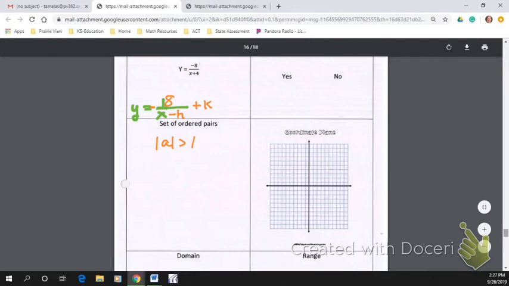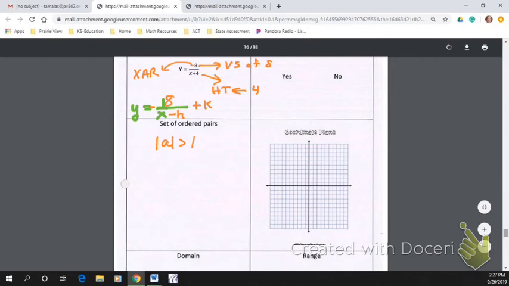So that number right there moves it left 4; that's a horizontal translation. That's a vertical stretch of 8. And the negative sign makes an x-axis reflection.